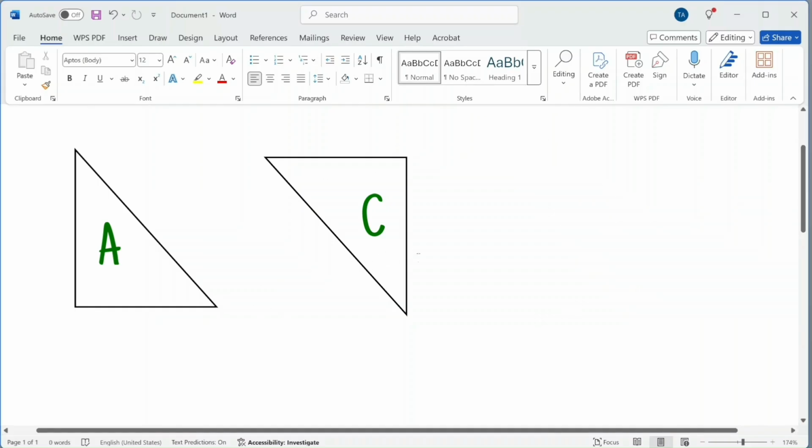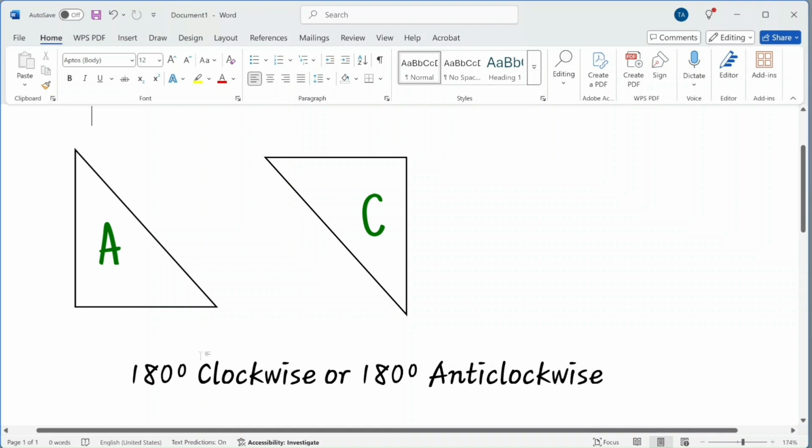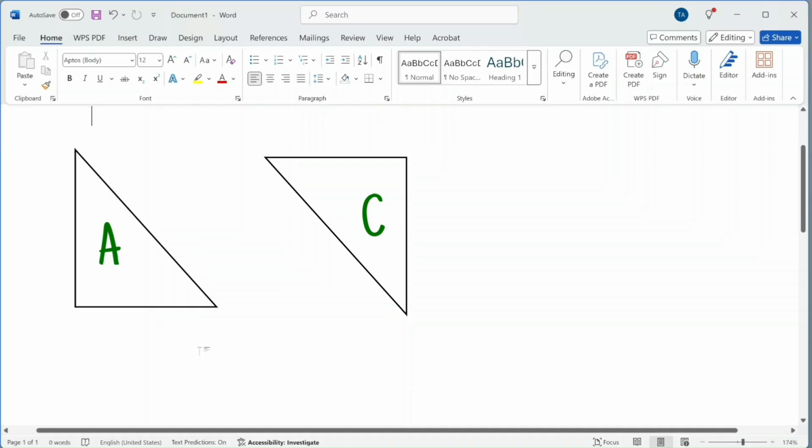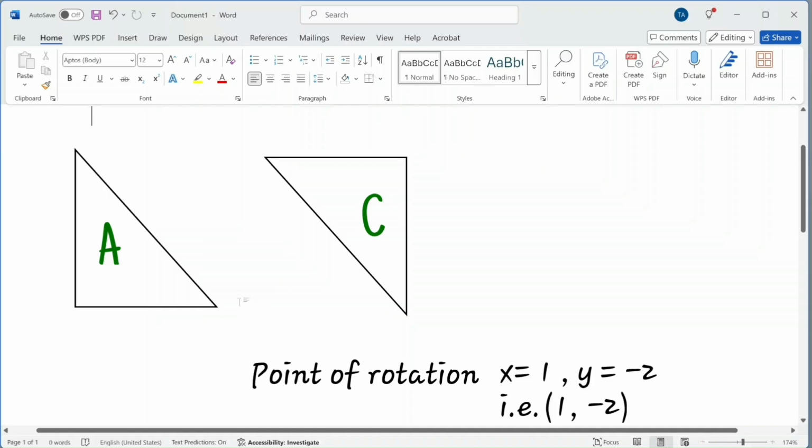We can also get the same result taking shape A 180 degrees anti-clockwise to get shape C. So in your answer, you can either write 180 degrees clockwise or you can choose 180 degrees anti-clockwise. And if you're very strong or you really understand the topic, you can include the point of rotation, which is X is 1 and Y is -2.